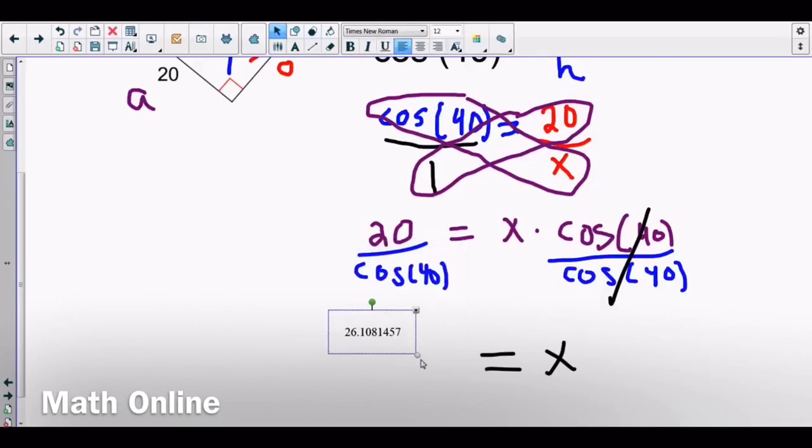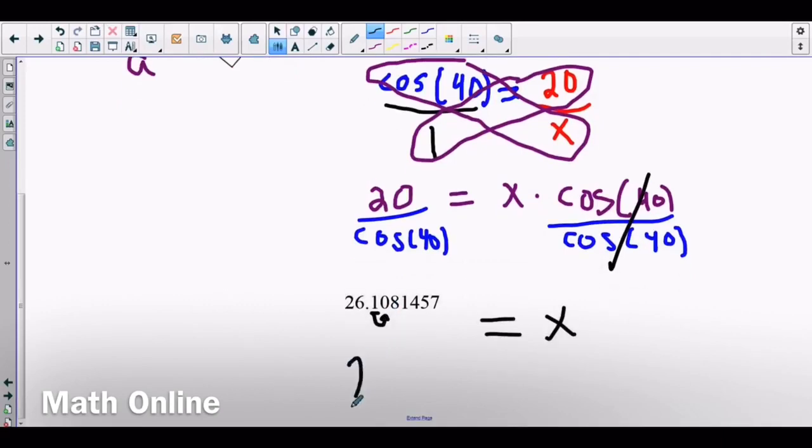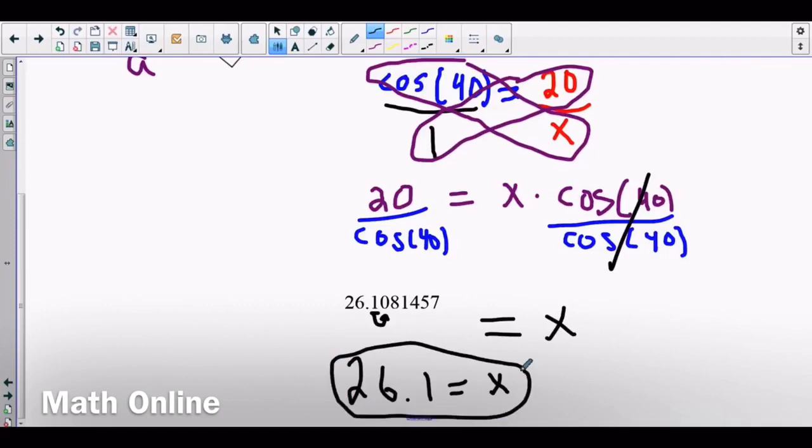All right. So now, if we were to round this, remember, we're looking at the tenths place. So this is the tenths place. We look at the next value. Is that number 5 or bigger? No, it's not. Therefore, our answer should be 26.1 units equal to x. So the missing leg that we're trying to find measures 26.1 units. There it is. That's how you solve these problems.